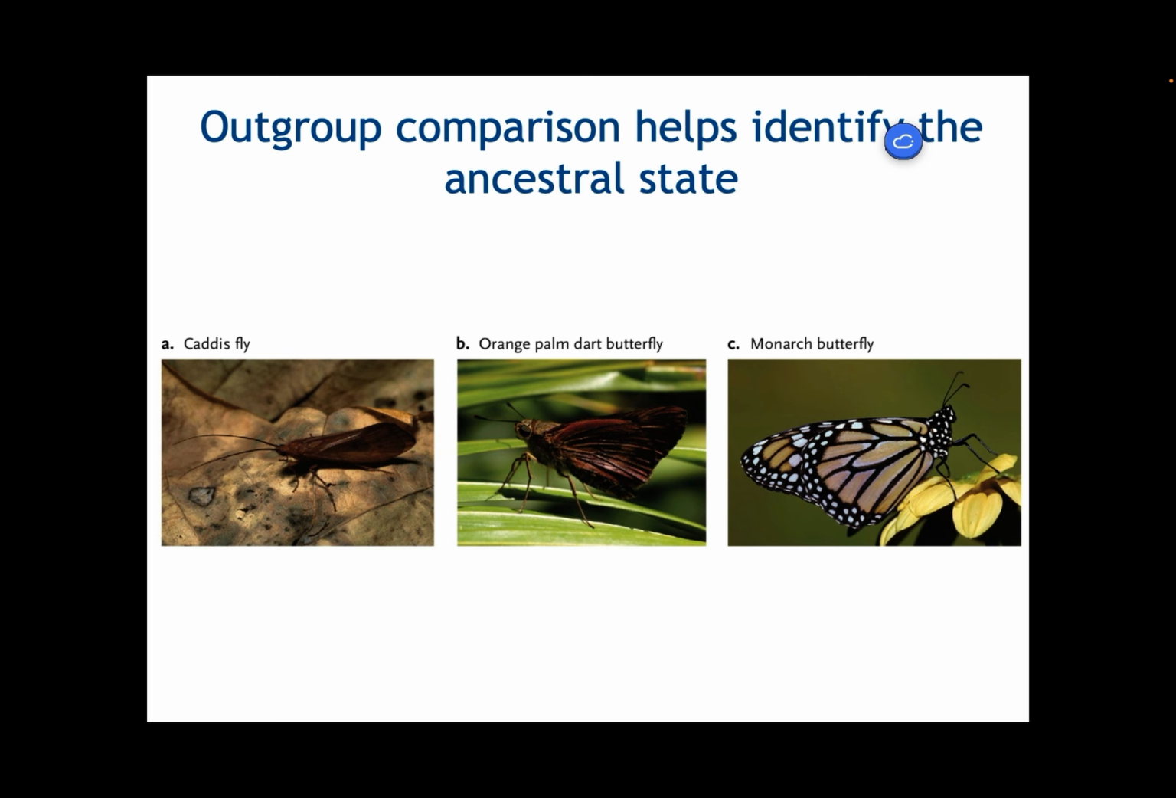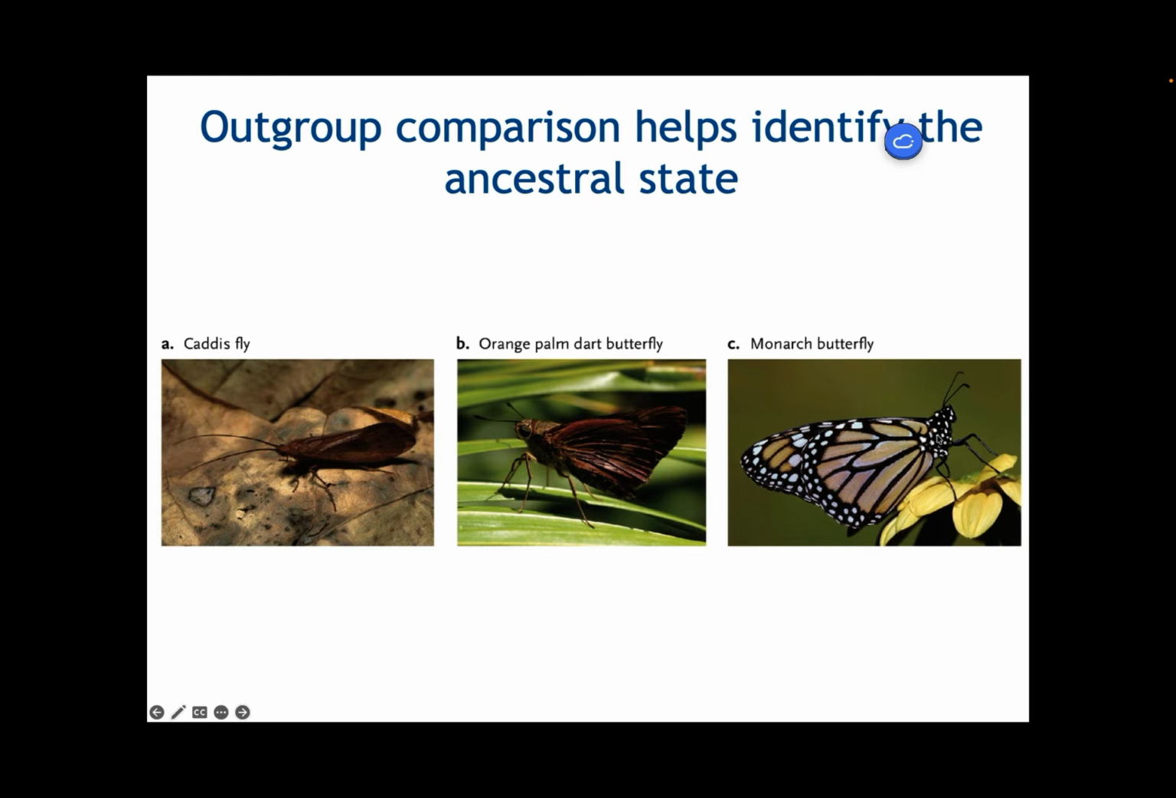So for an outgroup, we might use something like a moth, or in this case, we're going to use a caddisfly, another species of insect. So it's sort of closely related to butterflies, but it's not actually itself a butterfly. And it turns out caddisflies have 6 legs. Thus, the most likely explanation is that 6 legs is the ancestral state. The most recent common ancestor of all the butterflies, plus also these other insects, probably had 6 legs.